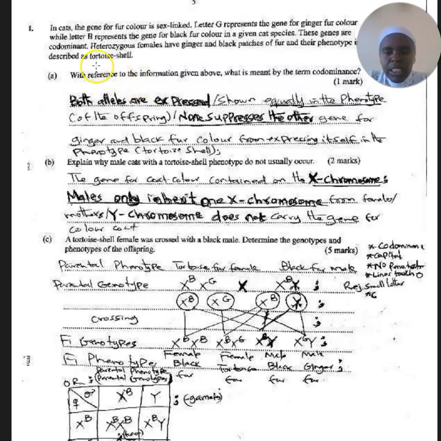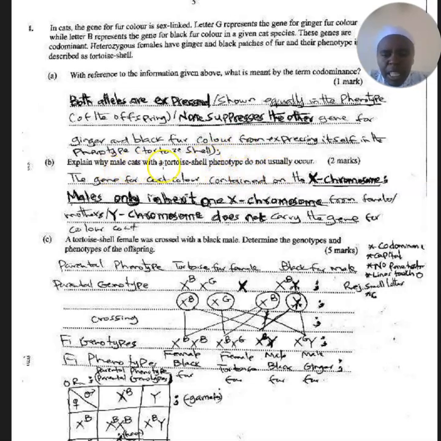And their phenotype is described as tortoise shell. With reference to the information, what is meant by the term codominant? So this means that both alleles are expressed, or both of them are shown. There is no allele that is completely dominant over the other. So when present, both of them have equal chances of being expressed. So for example, they are shown equally. The ginger fur color will be expressed, and the black fur color will be expressed, and that is why we have tortoise shell.